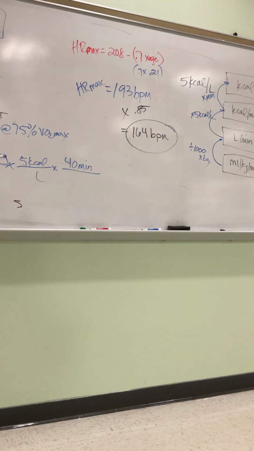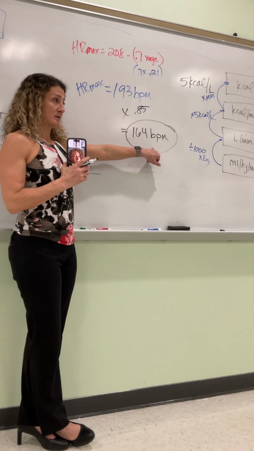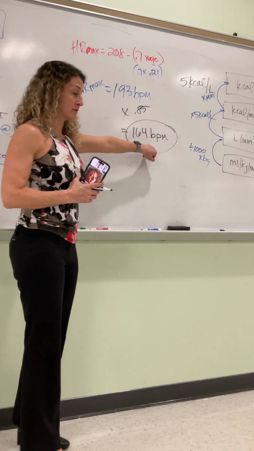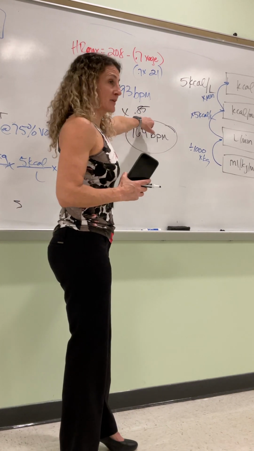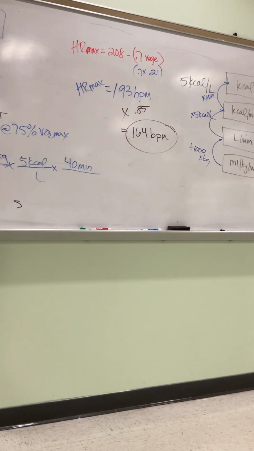Okay, so now Gabby wants to go outside. I say, okay, you can go do your run outside. Try to keep your heart rate as close to 164 beats per minute as possible, because that's going to put you at 85% of your max heart rate, which is approximately equivalent to 75% of your VO2 max, which is where I want you. Phenomenal tool.